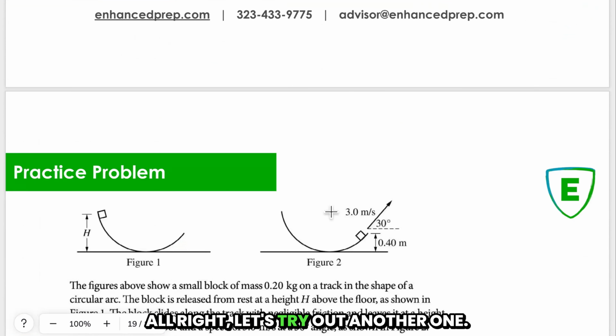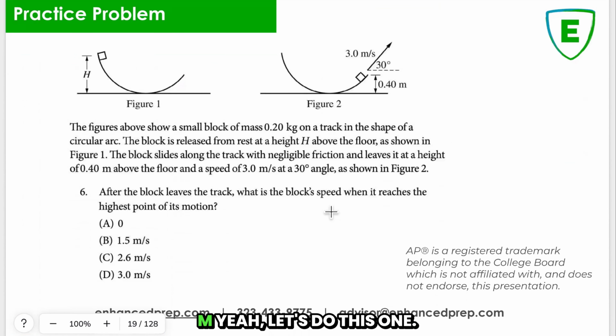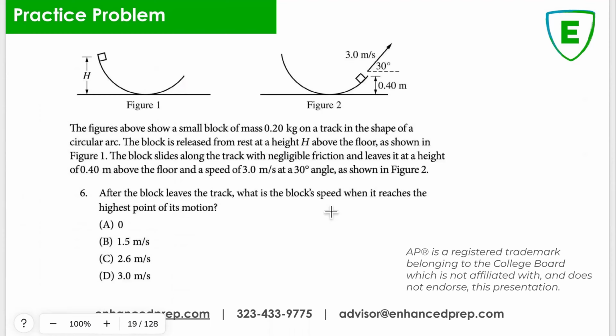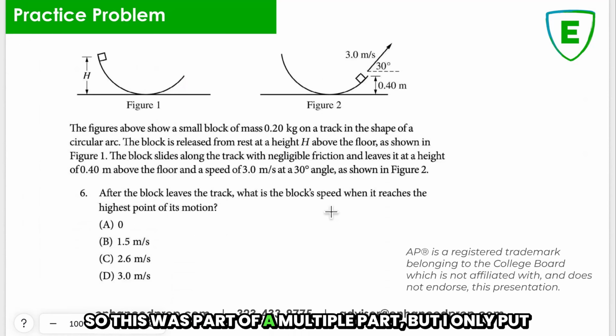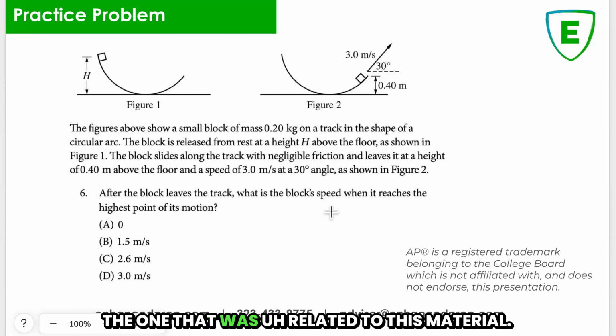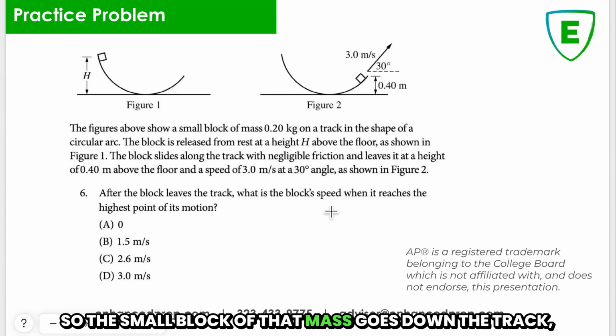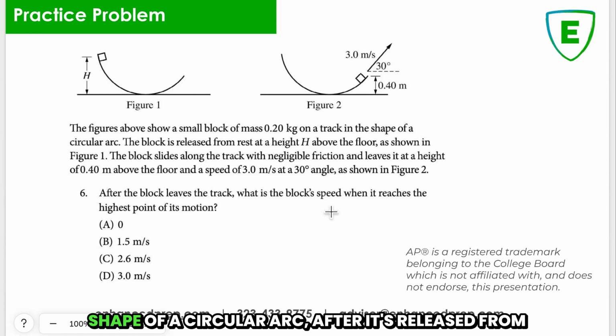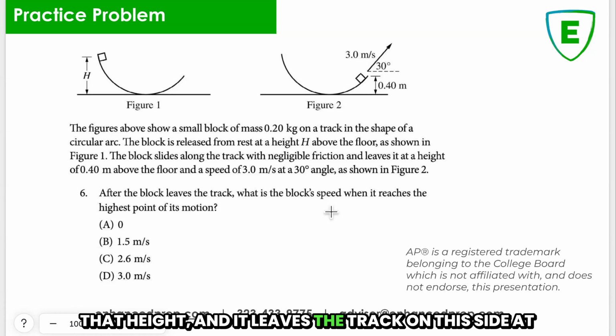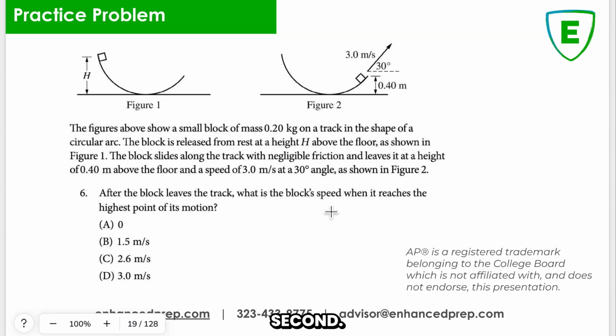All right. Let's try out another one. Yeah, let's do this one. So this was part of a multiple part, but I only put the one that was related to this material. So a small block of that mass goes down the track, shape of a circular arc, after it's released from that height, and it leaves the track on this side at an angle of 30 degrees at a speed of 3.0 meters per second. And it's some height above that.